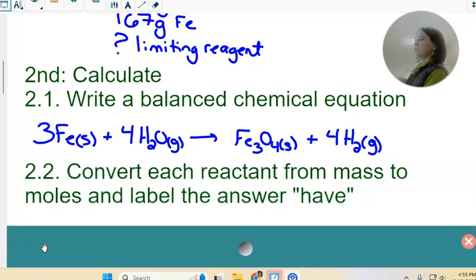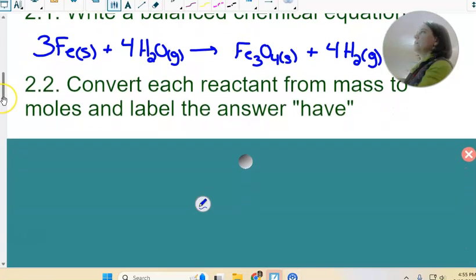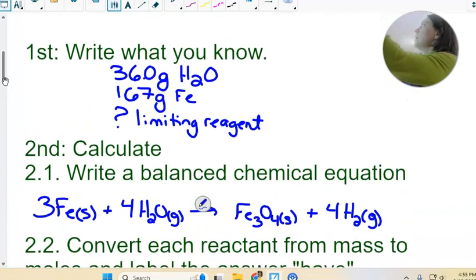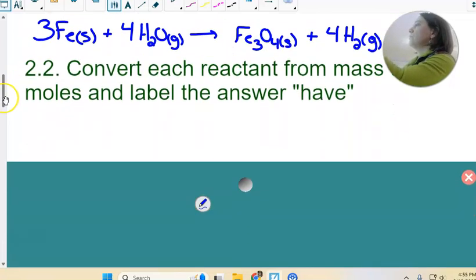The next thing we're supposed to do is convert each reactant from mass to moles and label the answer "have." It doesn't really matter which one you choose to do first. I'll just choose iron. So I have iron, and I'm going from mass to moles. Do I use the 3 in the balanced chemical equation? No. I have to start with what I have, 167 grams of iron.